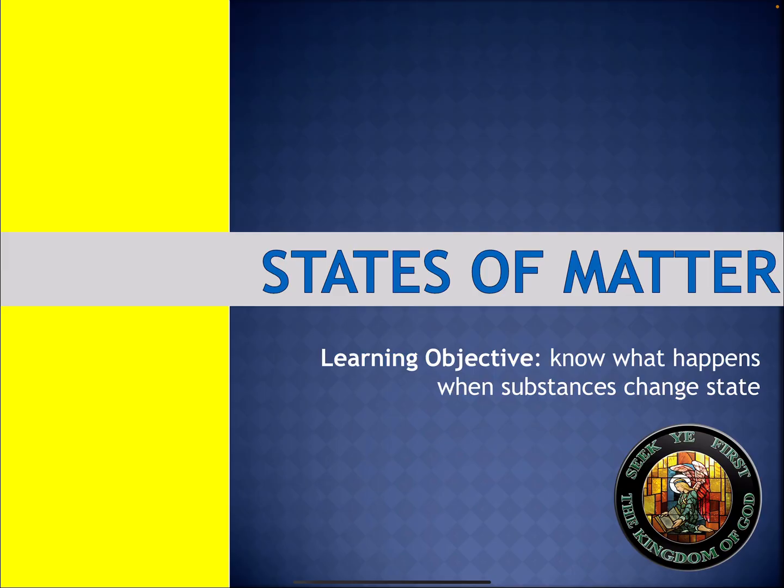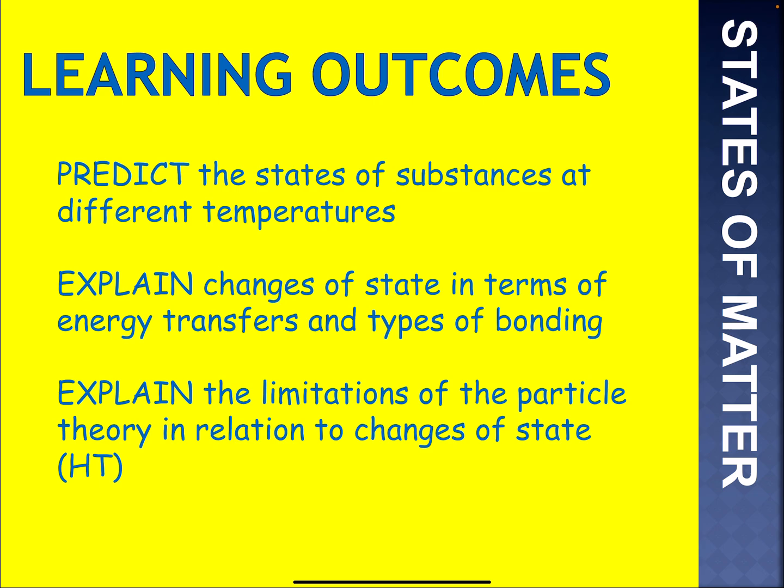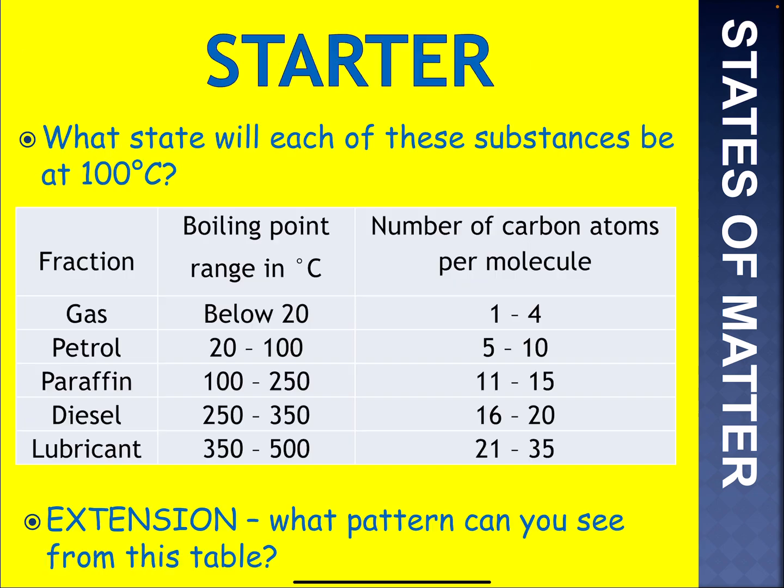So that's today's lesson, states of matter, and there's the learning outcome. So, have a look at these two. Pause the video here. What state will each of these substances be in? And then the second one, extension. What pattern can you see from this table? And what you need to look at is, as the number of carbon atoms per molecule increases, so the molecule's getting bigger and bigger, what's happening to the boiling point range?